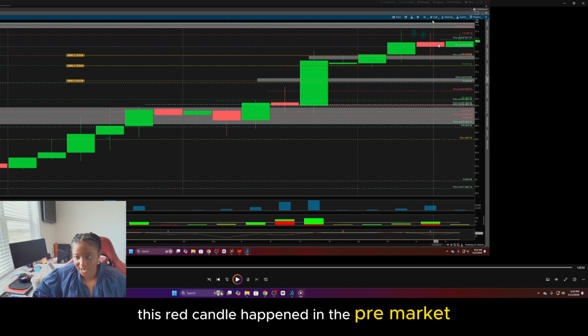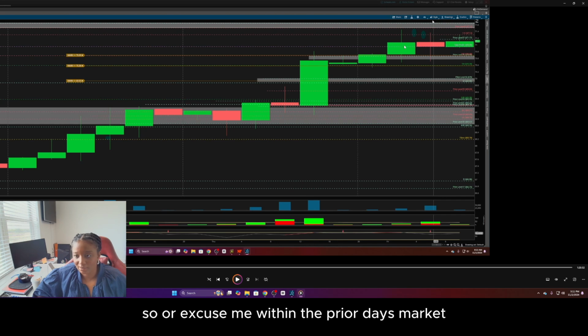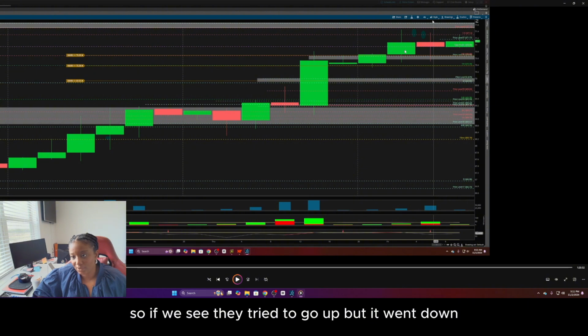This red candle happened in the pre-market, and that green candle before the red candle also happened within the prior day's market. As we see, the candles did try to go up, but it wicked down. That red candle also tried to go up a little bit, and then it came and wicked down. But it was also holding that level below.